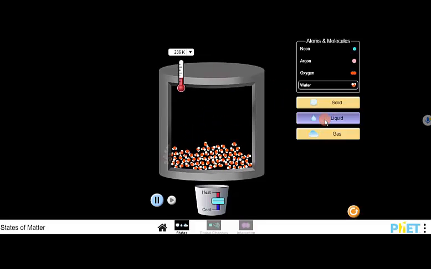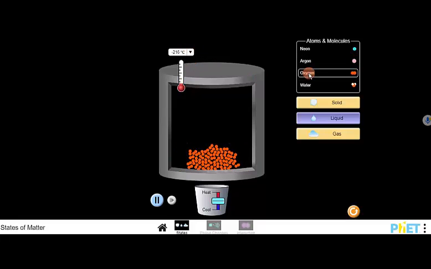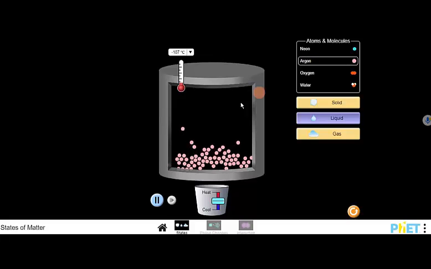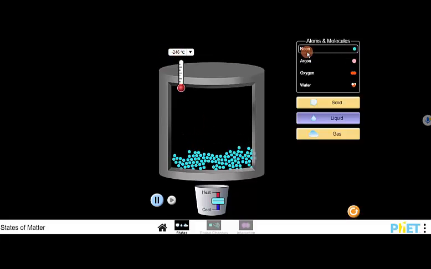If you go to liquid, this is water, and water remains in the liquid form at 286 Kelvin, or if you would like to say in degrees Celsius, it's 13 degrees Celsius. Oxygen remains in a liquid form at minus 260 degrees. Similarly, argon remains in a liquid form at minus 187 degrees, and this is neon at minus 246.